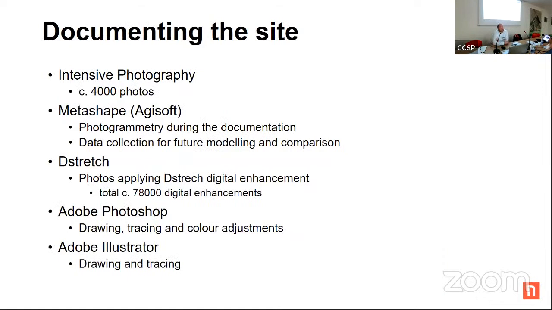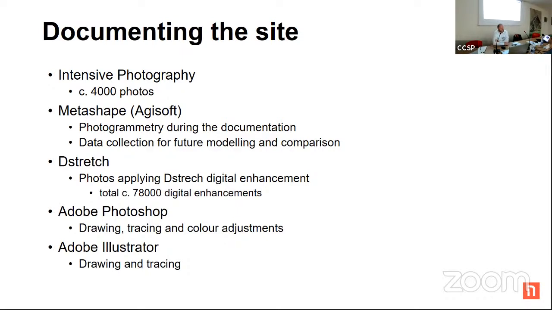By documenting the site, this was made more like a research project. We didn't just go in to document it traditionally and get out the figures, but we experimented quite a lot with intensive photography. We used 4 different cameras, from simple cameras to digital SLRs, to make models in Metashape and Agisoft photogrammetry. And we had a massive data collection for future modeling, so we can compare the difference on the site.